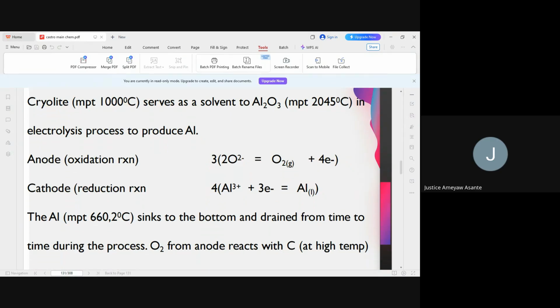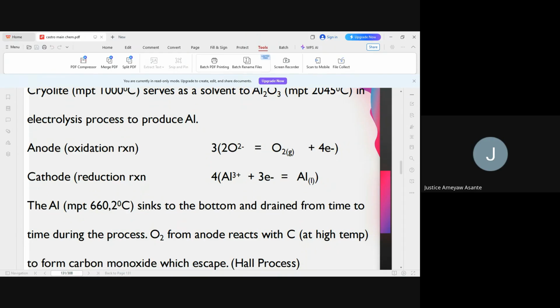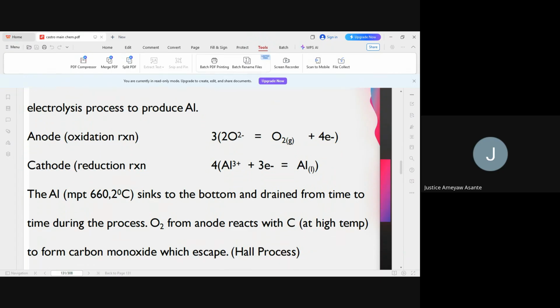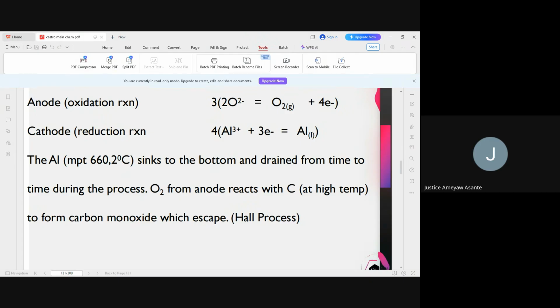Then all the aluminum ions will move to your cathode. Then what is going to happen there? They are going to gain electrons from the cathode and be reduced to aluminum metal. So they will sink to the bottom and drain from time to time. Oxygen will form at the anode and aluminum will form at the cathode.